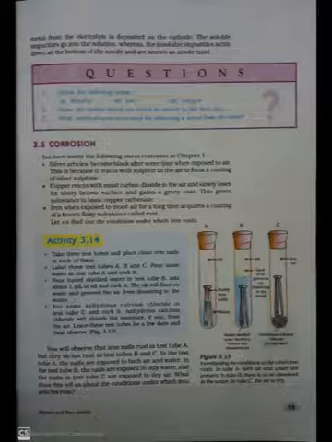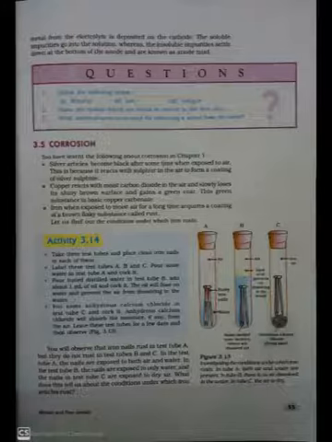Page number 53. Pure metal from the electrolyte is deposited on the cathode. The soluble impurities go into the solution, whereas the insoluble impurities settle down at the bottom of the anode and are known as anode mud.